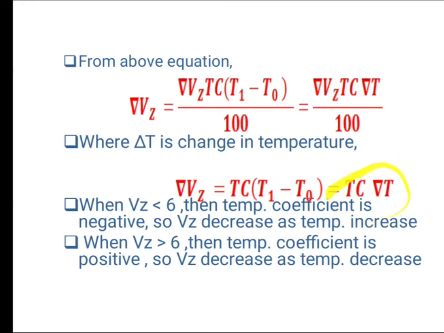Simplifying the equation, we have this. Now what does the condition mean? If Vz is below 6, then the temperature coefficient is negative, so Vz decreases as temperature increases. Next, if Vz is greater than 6, the temperature coefficient will be positive, so Vz decreases as temperature decreases. So this is the thing.